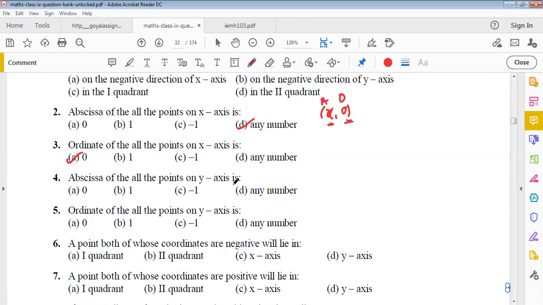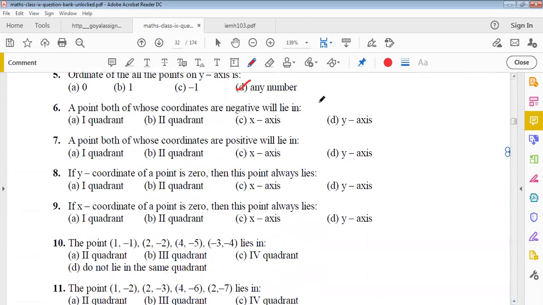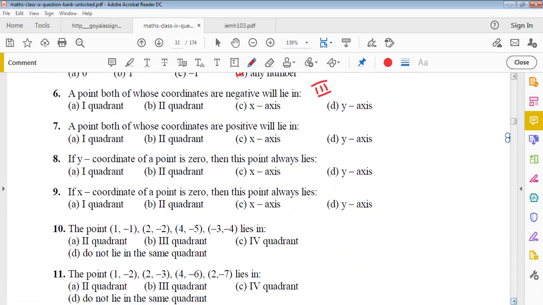Abscissa of all the points on y-axis: it will be 0 comma y. So abscissa here is 0, ordinate can be anything. Next, a point both of whose coordinates are negative. Which quadrant? Both are negative, it lies in the third quadrant, but here no option. Okay, next one.